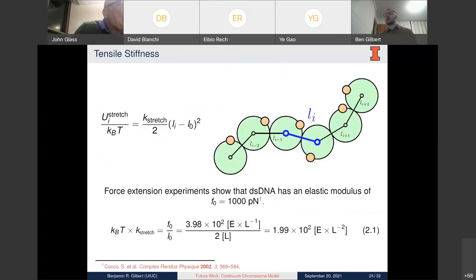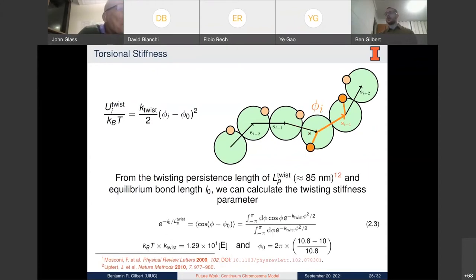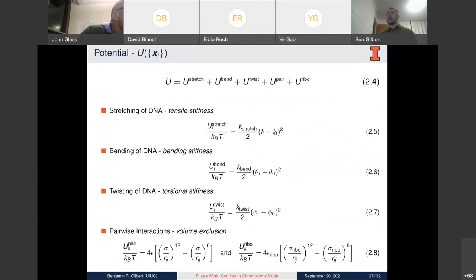And so then the polymer model includes the stretching of the DNA, which is parameterized based on force extension experiments, and is highlighted here by this bond in blue. It includes bending of the DNA, which is highlighted by the red angle shown here. It is based on measurements of the persistence length, and that's how it's parameterized. And it additionally includes twisting of the DNA, which is based on experiments done with magnetic tweezers to determine what the actual stiffness of the twist is in DNA. So putting that together, we have all these terms in the potential of this continuum model, and then we additionally have pairwise interactions for the volume exclusion between the DNA monomers and also the ribosomes, which are down at the bottom.